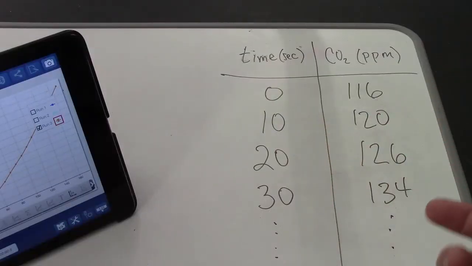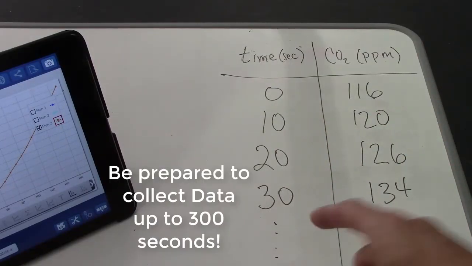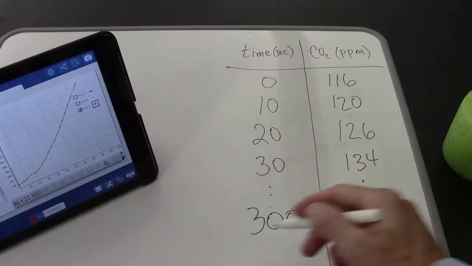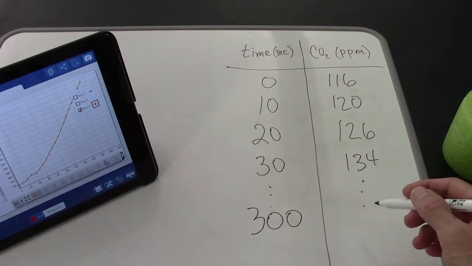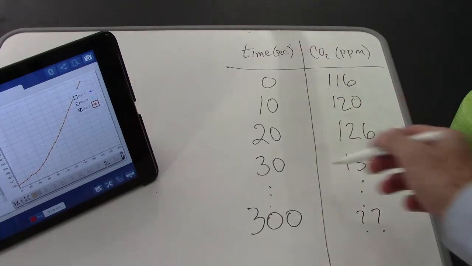You can use a whiteboard if you like, but you have to be able to collect data points up to 300 seconds. That's 5 minutes. 300 seconds will give you enough data points where you can clearly see a rate, clearly see trends. So take the data every 10 seconds.